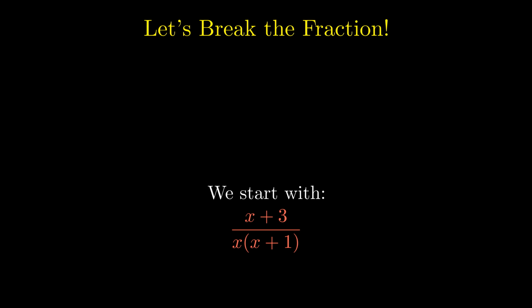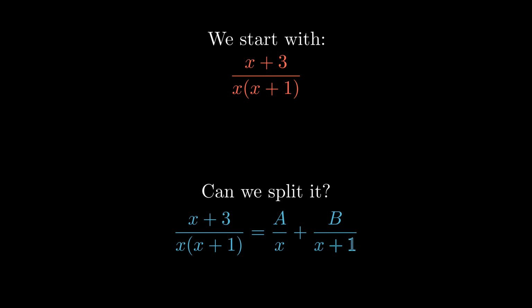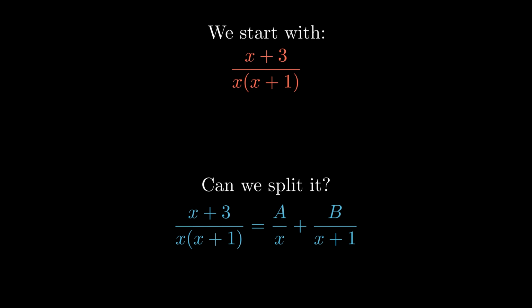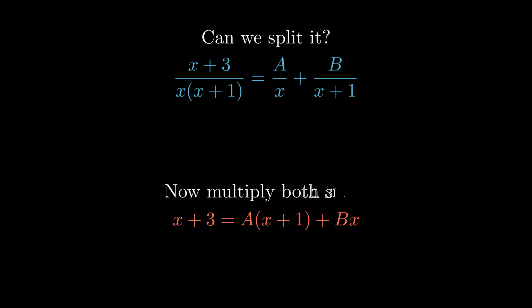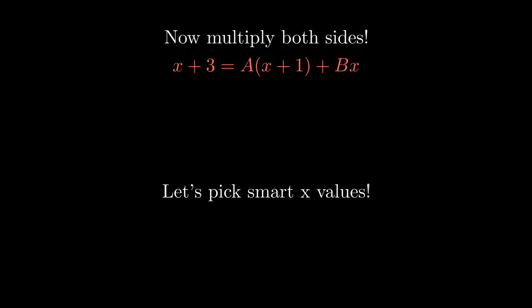We start with x plus 3 over x times x plus 1. Can we write this as two smaller fractions? Let's get rid of the denominators by multiplying both sides by x times x plus 1. Now we will pick smart values for x to find a and b easily.